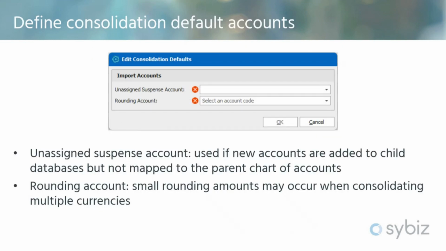We've talked about these consolidation default accounts as well, and again, just to emphasize what they're for: the unassigned suspense account is for if you've added new accounts in the child databases, but they haven't been mapped to the parent chart of accounts yet. And the rounding account is for the multiple currency consolidation.